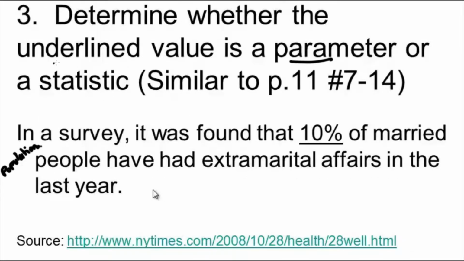Now let's look at the third one. Determine whether the underlined value is a parameter or a statistic. In a survey, it was found that 10% of married people have had extramarital affairs in the last year. So they are taking all the married people, and 10% had extramarital affairs. We are taking the whole population, married people, so since we are dealing with the population, it's a parameter.